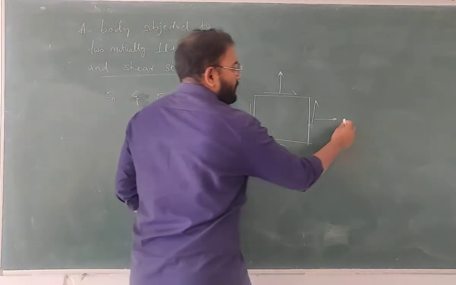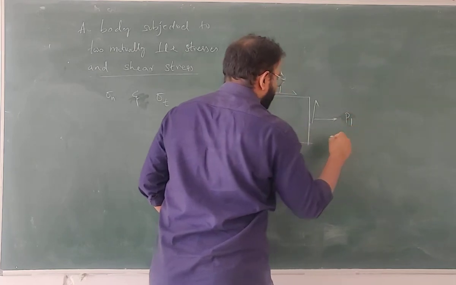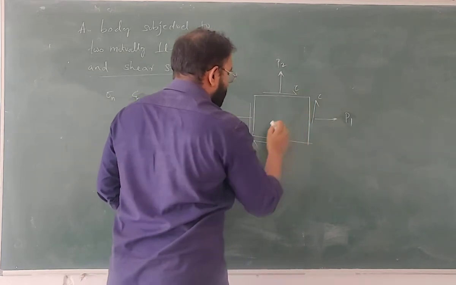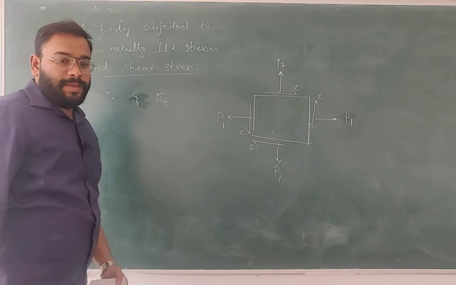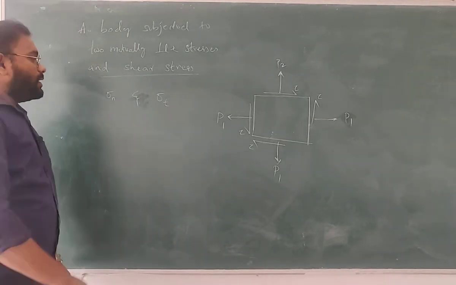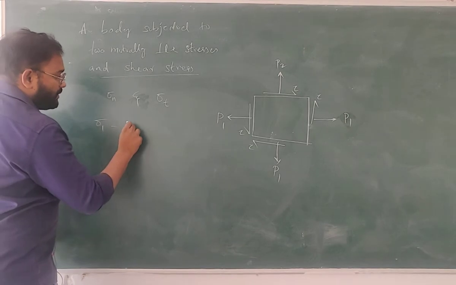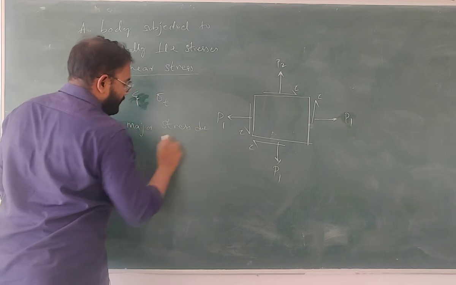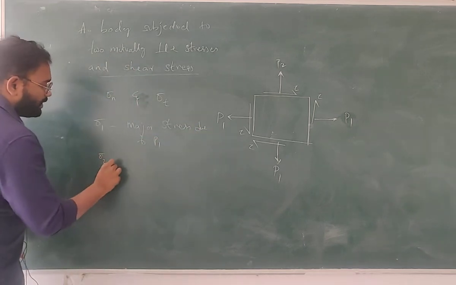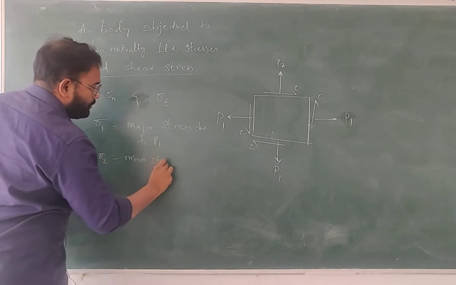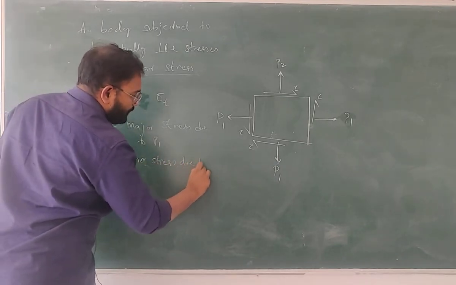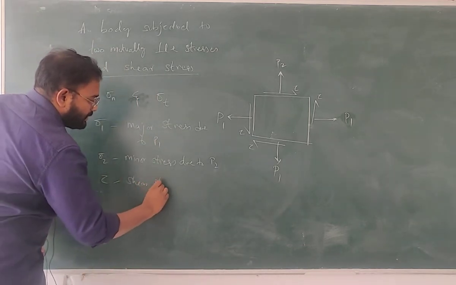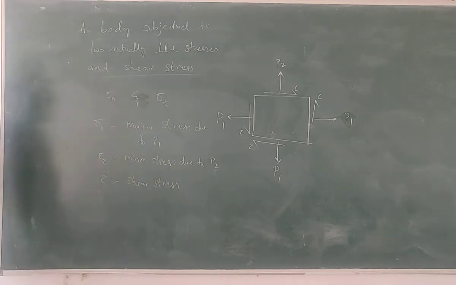So, in the diagram, this is P1 and this is P2, where P1 is the major principal force. Sigma 1 is the major principal stress due to P1. Sigma 2 will be the minor principal stress due to P2. And tau is called shear stress. Shear stress is a type of stress which acts on the surface of the body.